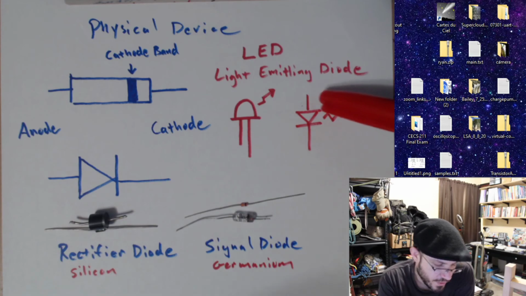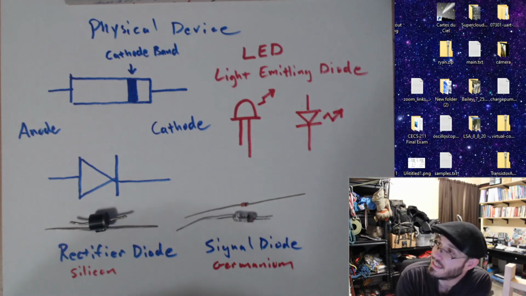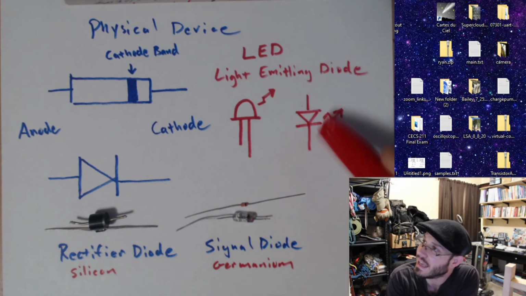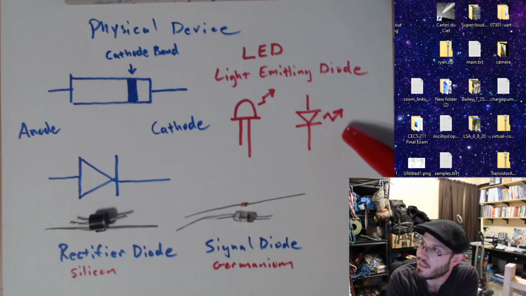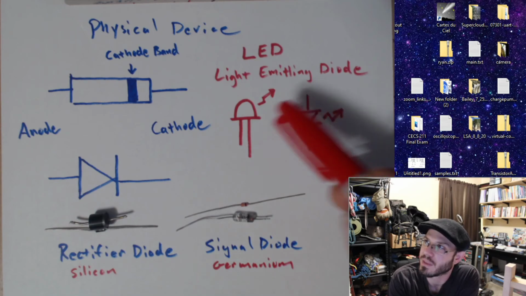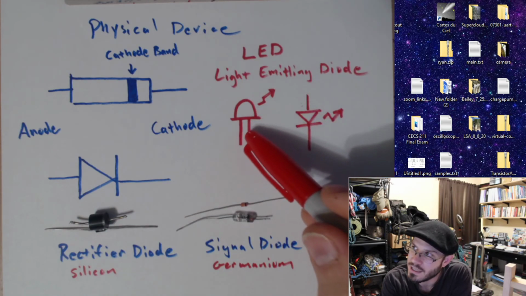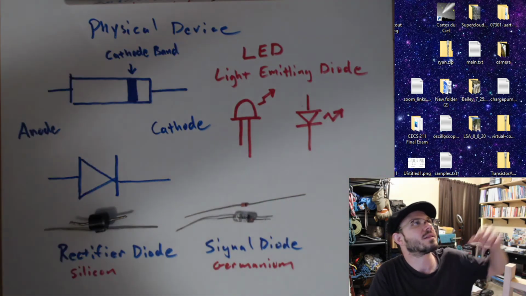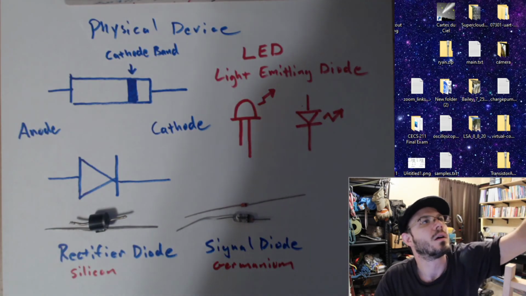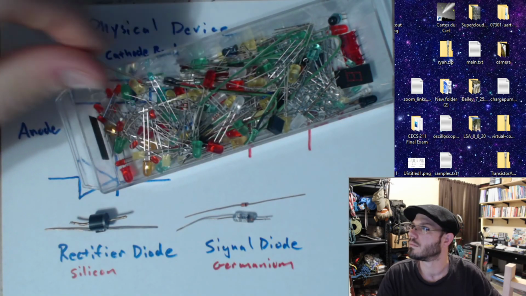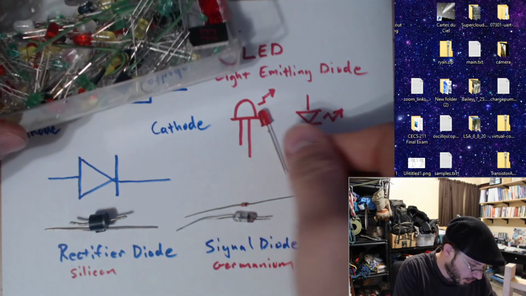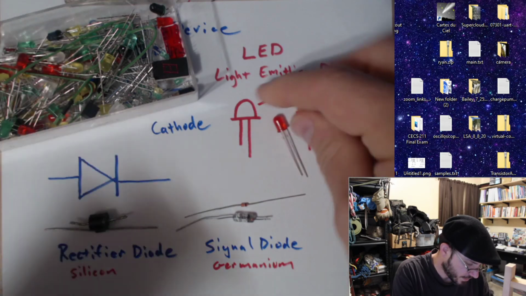It only allows current to flow in one direction. The schematic symbol that we use for an LED is like this. It's a normal diode, except we add this little light ray that shoots off from the side. The physical device, generally speaking, looks a bit like this. And here's a couple of different colors.